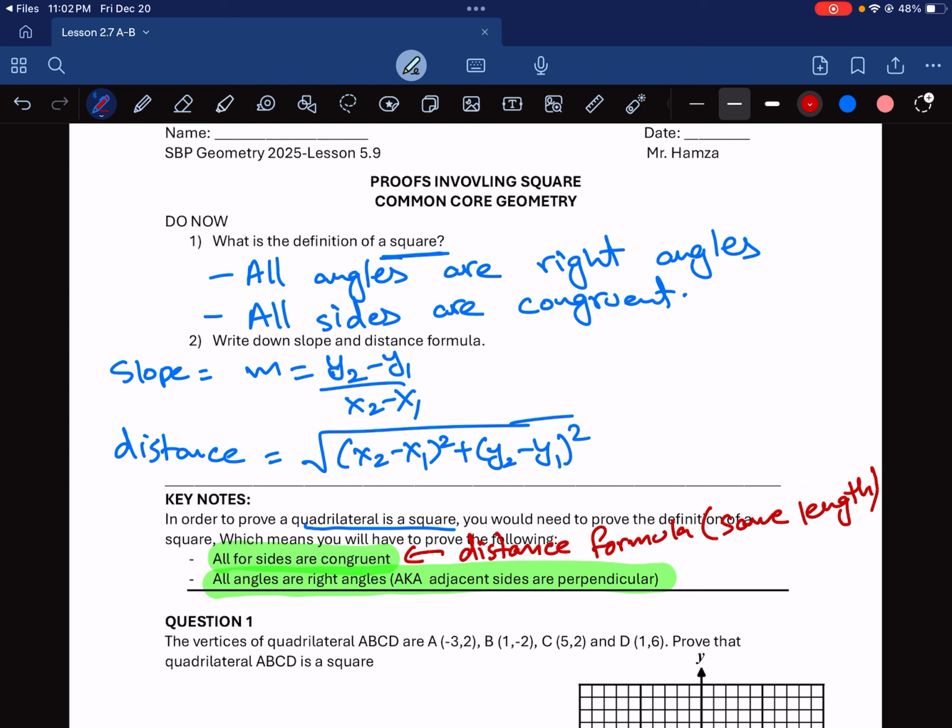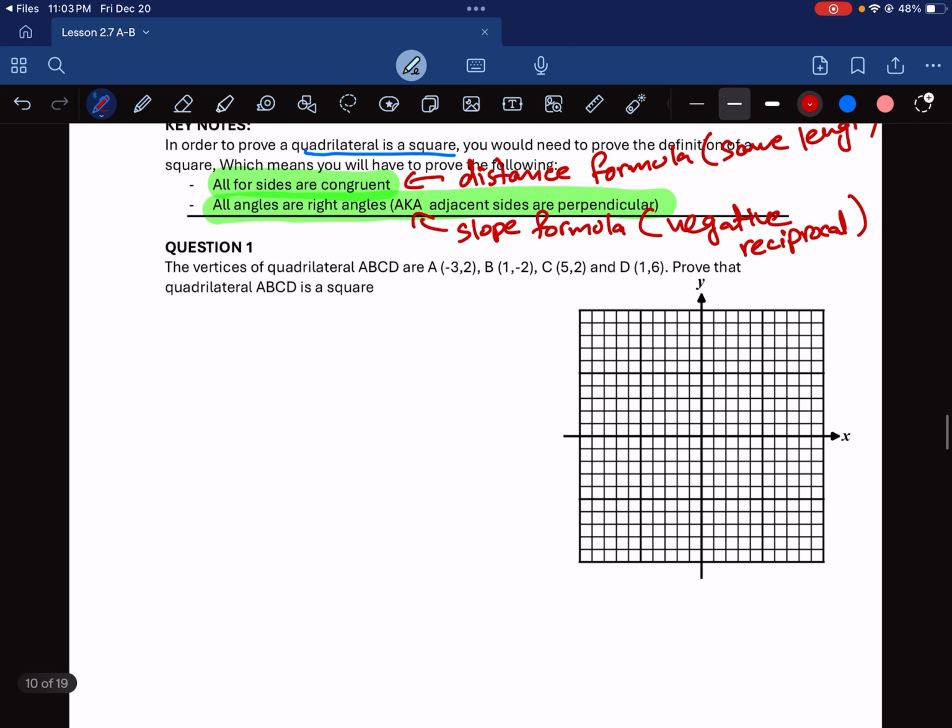And to show that all angles are right angles, you have to use the slope formula, to show that the slopes are negative reciprocals, meaning that the lines are perpendicular. It is time consuming to prove something is a square, but it's not difficult. You're using both formulas, but it's pretty much just substitution.